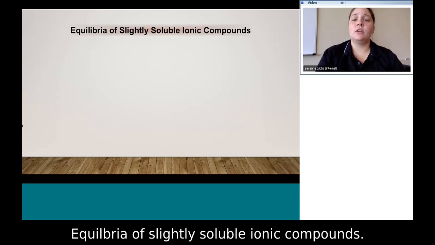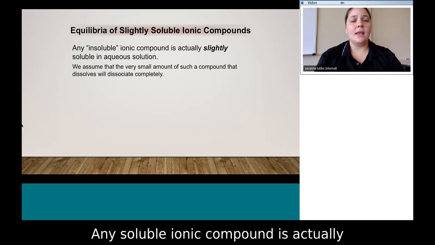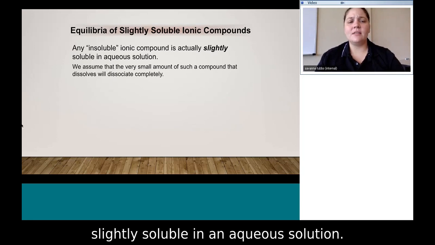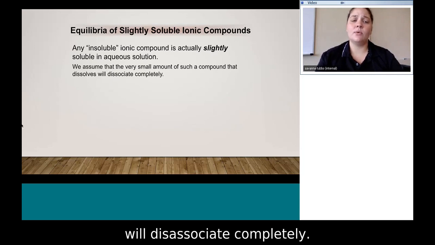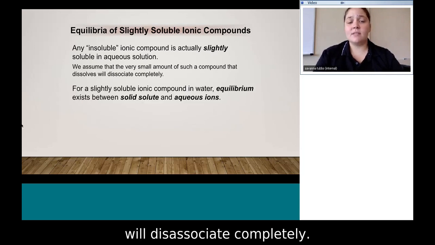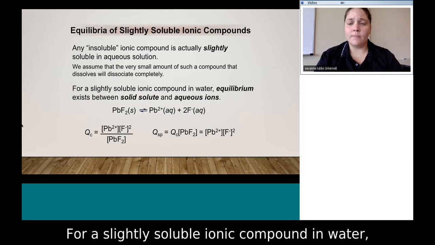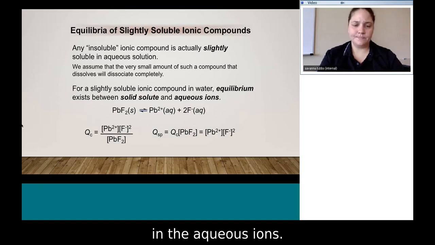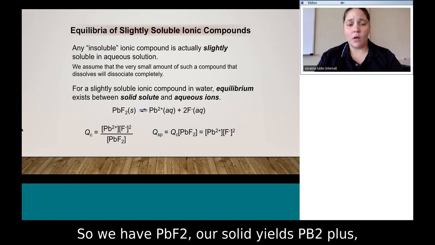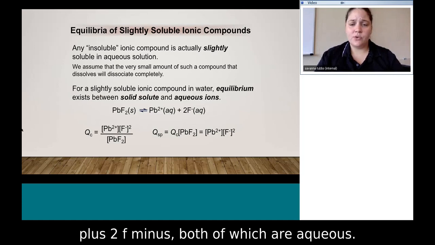Equilibria of slightly soluble ionic compounds. Any soluble ionic compound is actually slightly soluble in an aqueous solution. We assume that the very small amount of such a compound that dissolves will dissociate completely. For a slightly soluble ionic compound in water, equilibrium exists between the solid solute and the aqueous ions. So now we have an example down here. We have PbF2, our solid, yields Pb²⁺ + 2F⁻, both of which are aqueous.